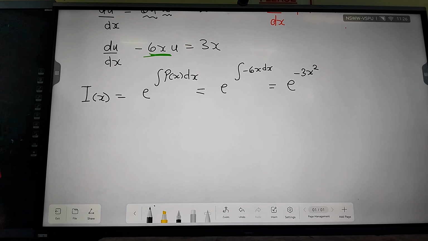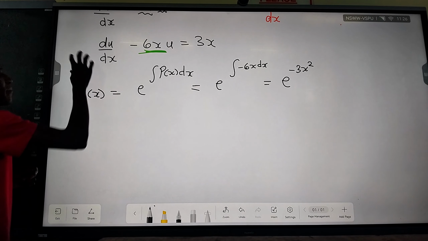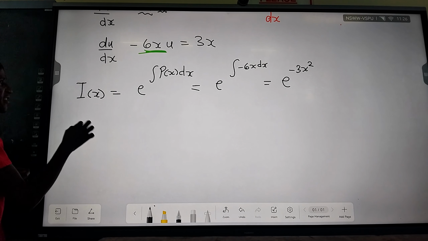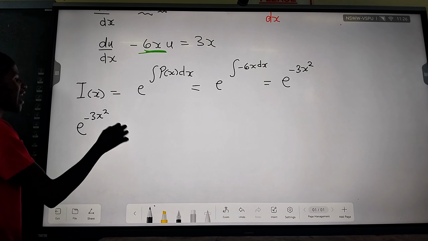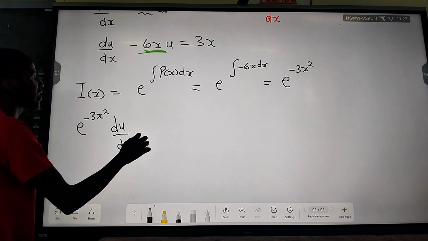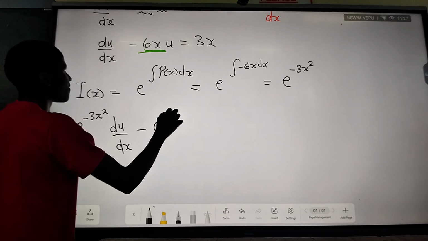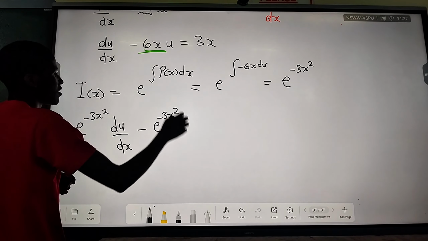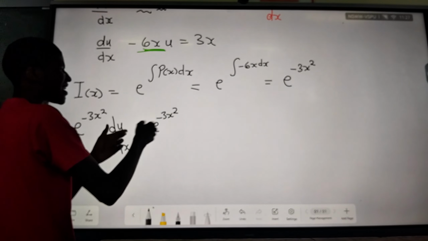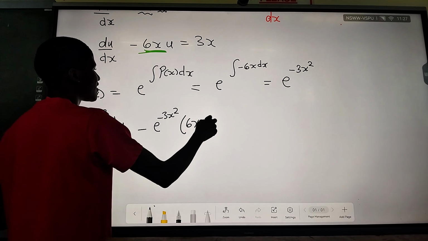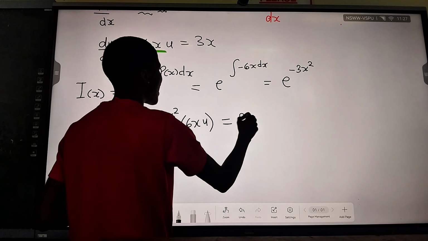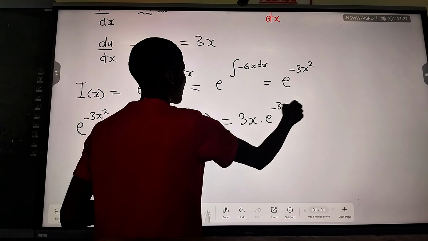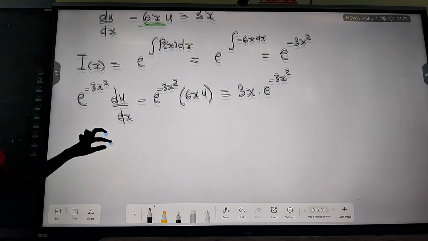You now follow up with the process. When you've got a first order differential equation, you use the integrating factor and multiply throughout the entire equation. So this is e to the power of negative 3x squared times du/dx, minus e to the power of negative 3x squared times 6x times u, equals 3x times e to the power of negative 3x squared. So you multiply each and every part of your differential equation with what?